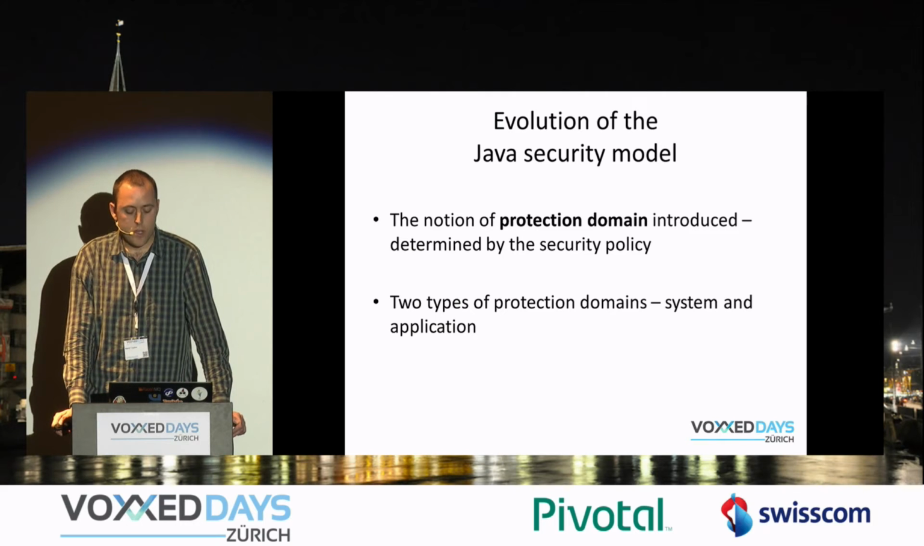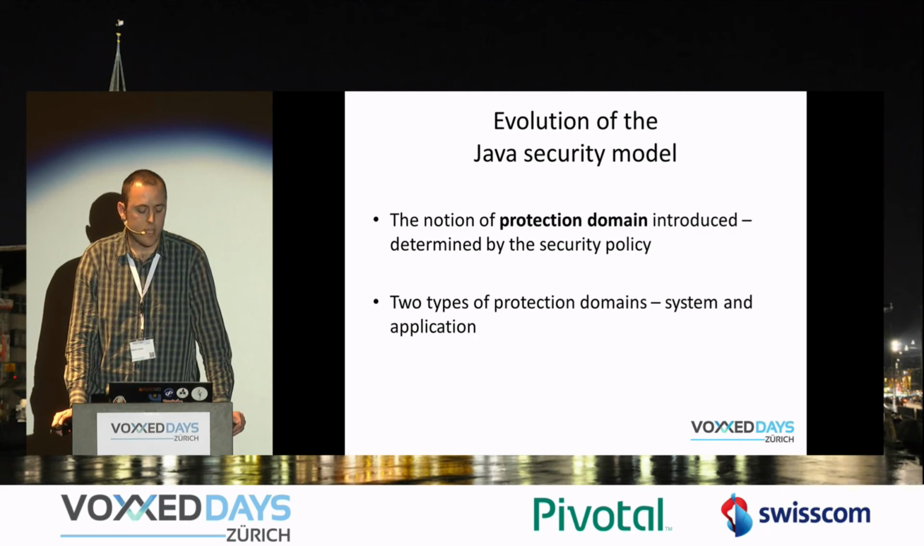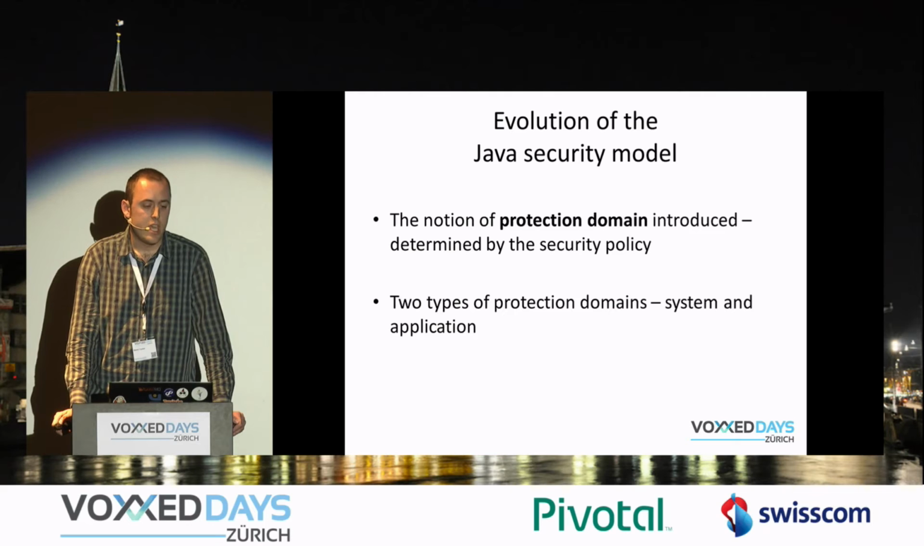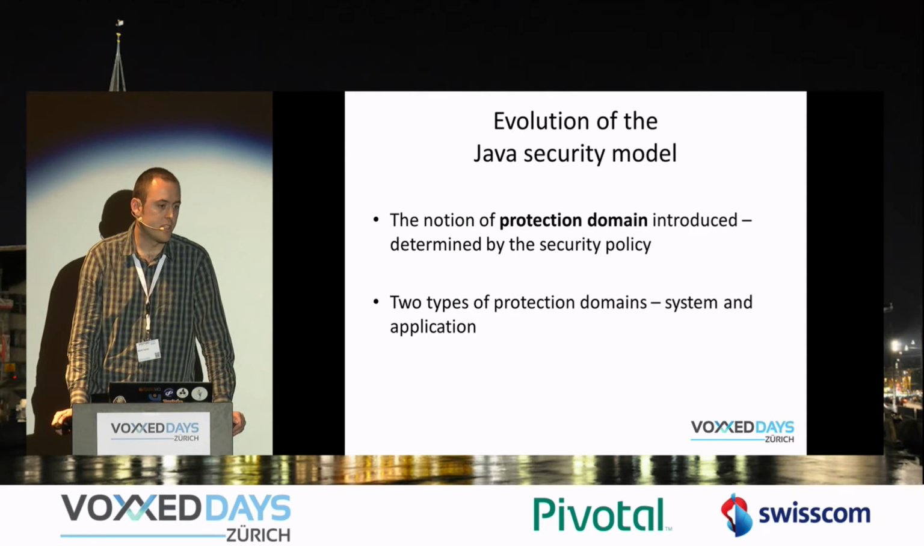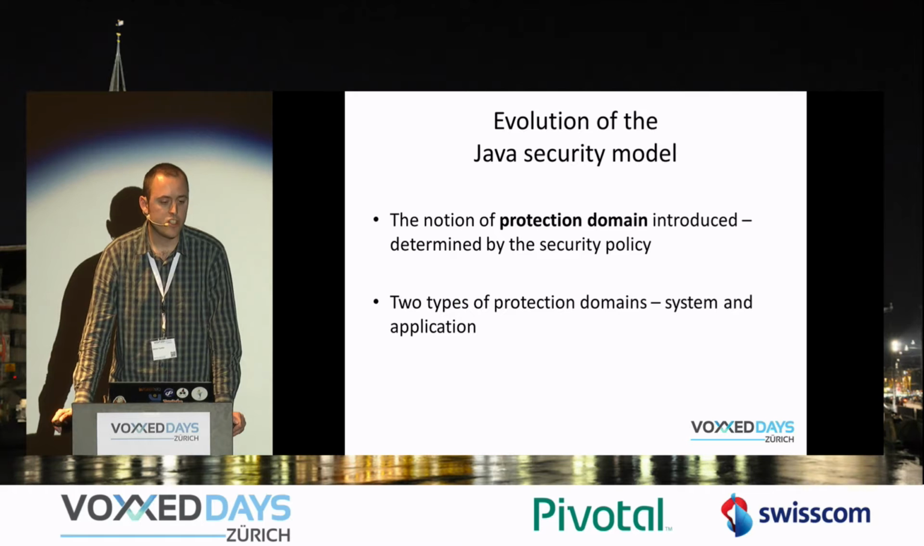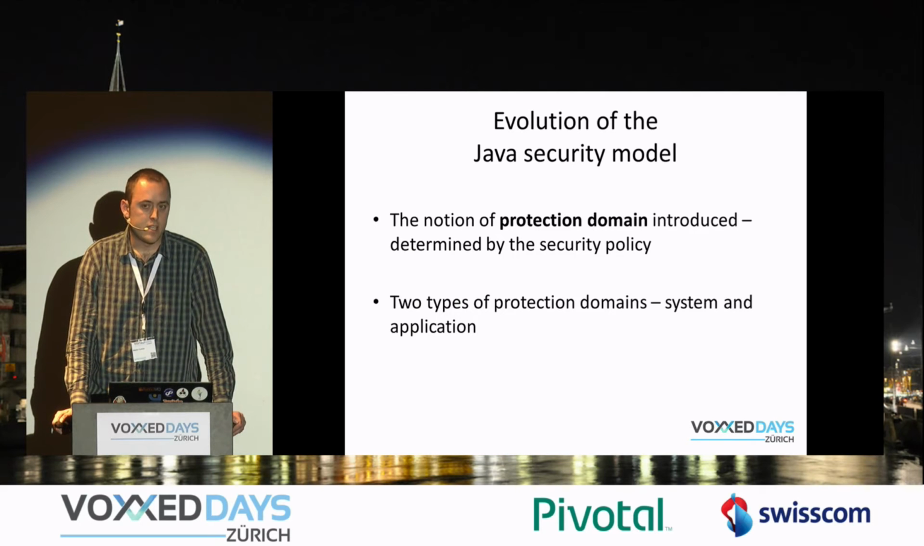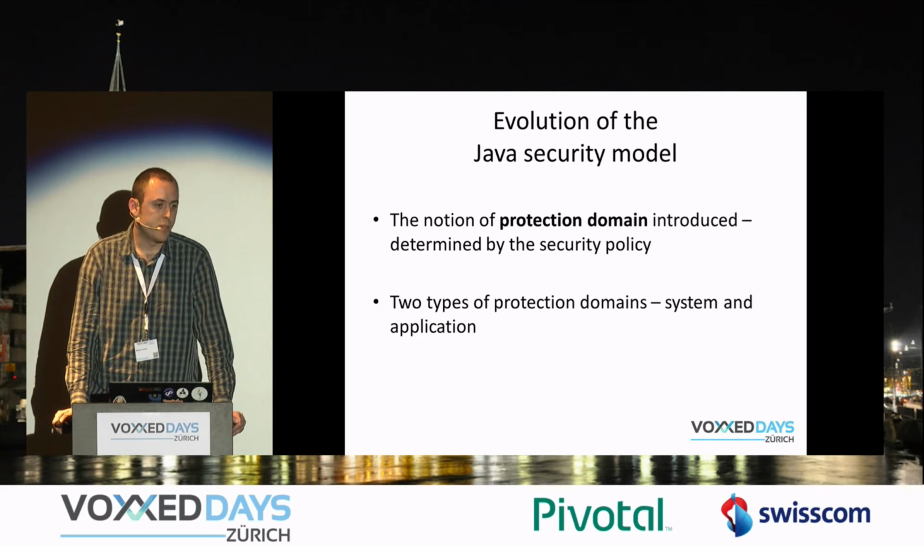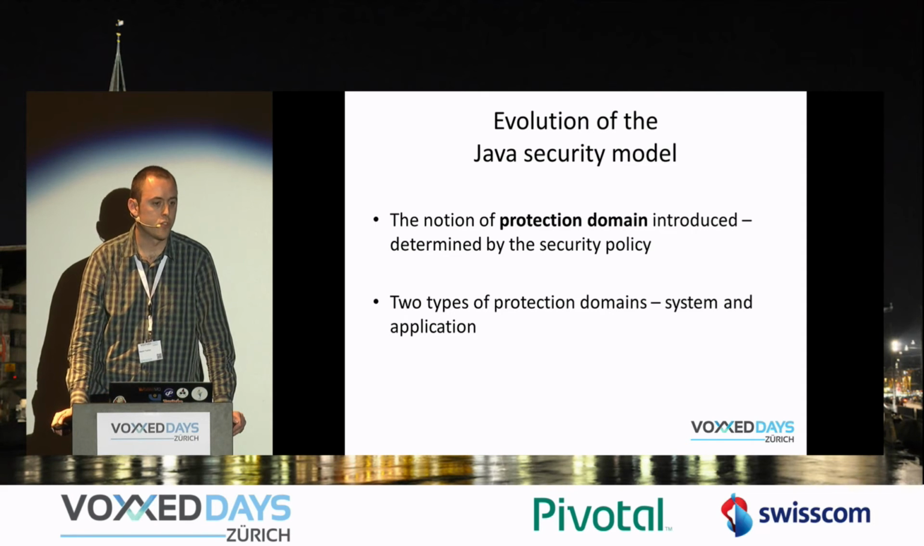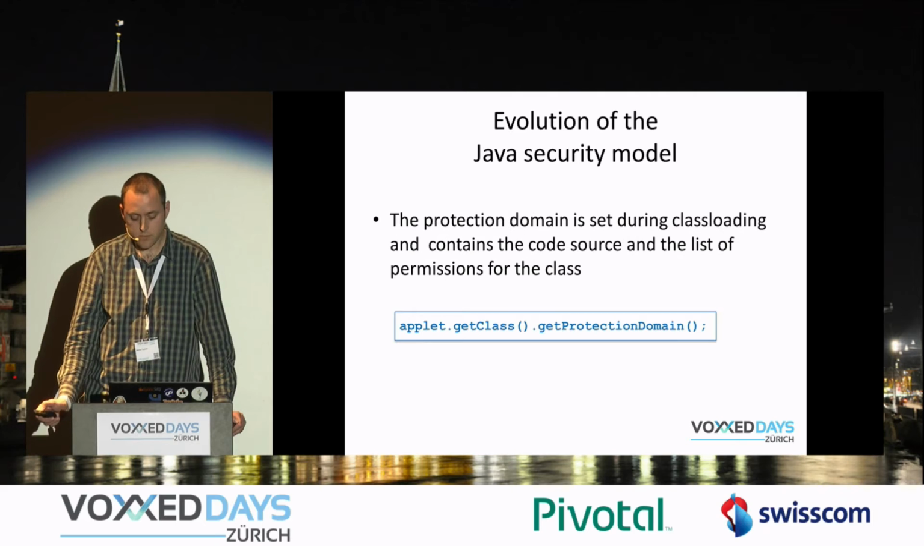So now we also have two types of protection domains, the system and the application. And the system protection domain was given all of the privileges as we had previously with the trusted domain in earlier versions of the Java platform. And the application protection domain is set based upon different permissions that are defined upon the location of where the source code is being loaded from.